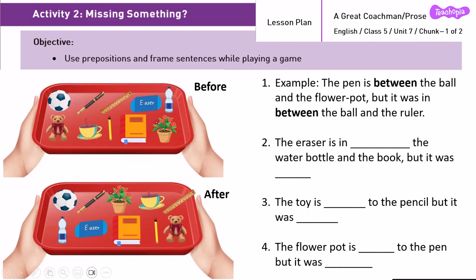So first we have to see after reshuffling where is the position of that particular object. So where is the eraser now? So before, where it is. So the first blank will be filled with the after shuffling, whatever that we can see, and the second blank will be filled with before shuffling.